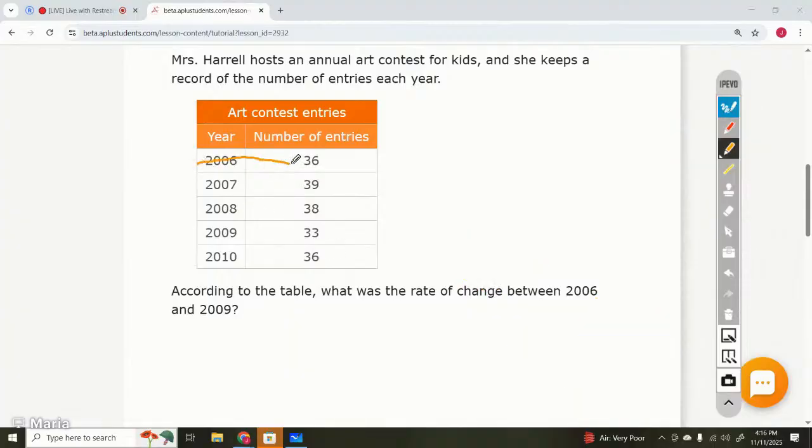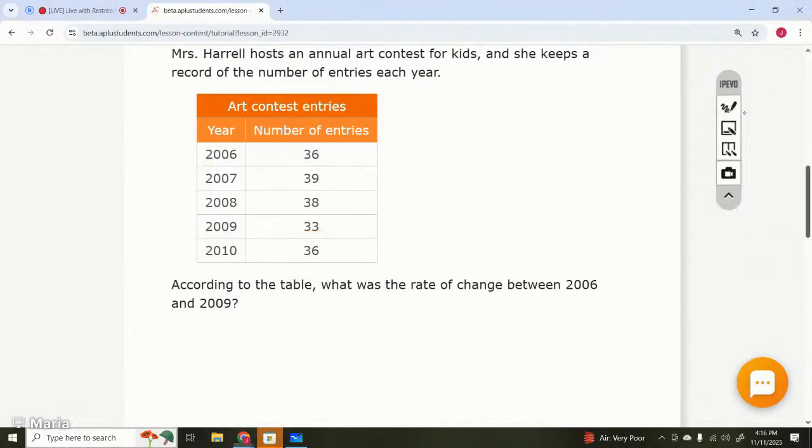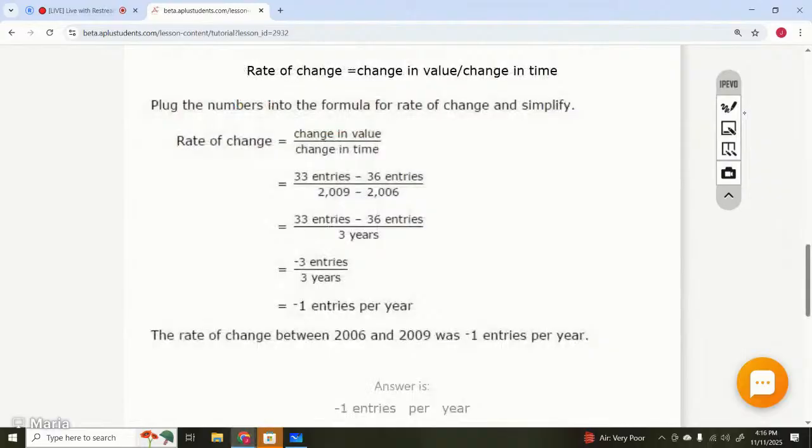So in 2006 the number of entries is 36, and in 2009 it is 33. So the rate of change is 33 minus 36 divided by 2009 minus 2006. So that is negative 3 over 3. That means negative 1 entries per year. The rate of change between 2006 and 2009 was negative 1 entries per year.